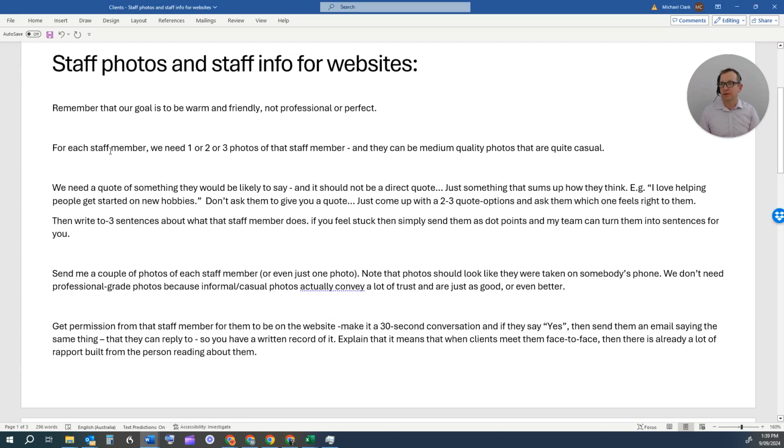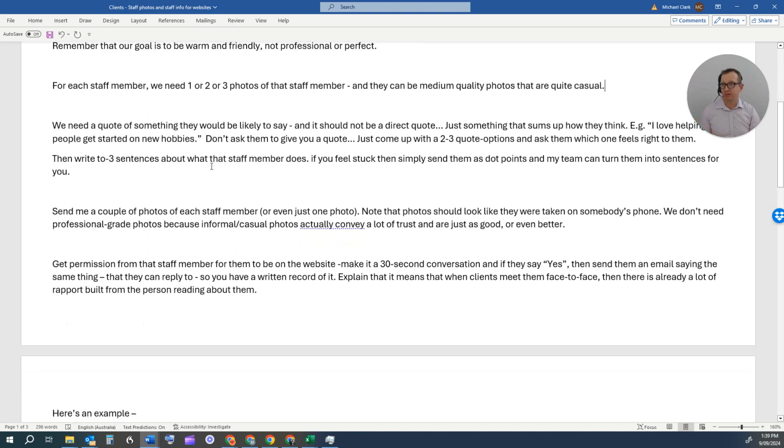So for each staff member, if you're not sure, if you haven't done this before, get 1 or 2 or 3 photos. Is it portrait? Is it landscape? Who cares? Just get photos. We'll crop it. We'll make it easy for you. Okay, ideal would be portrait, but it really doesn't matter.